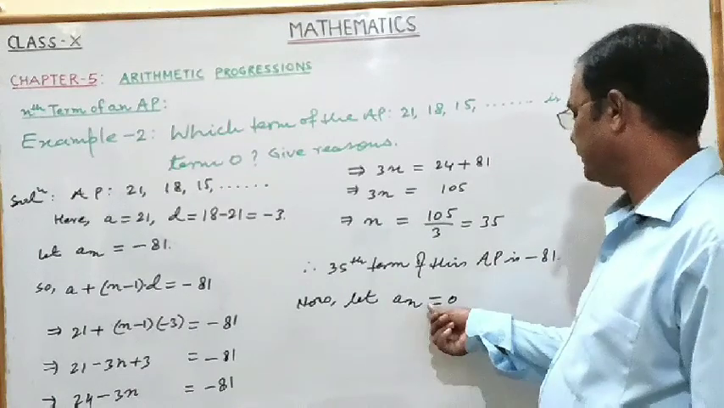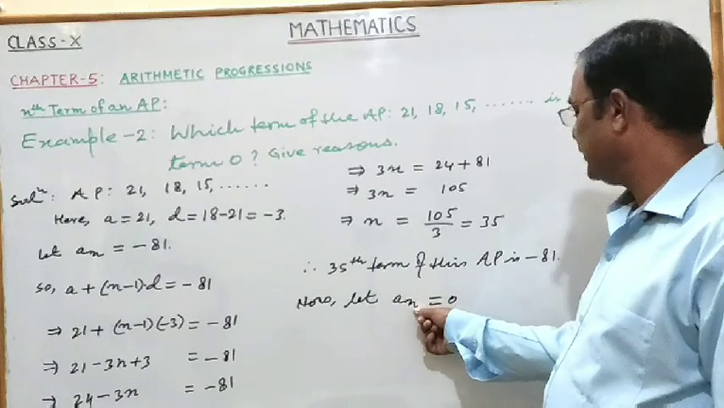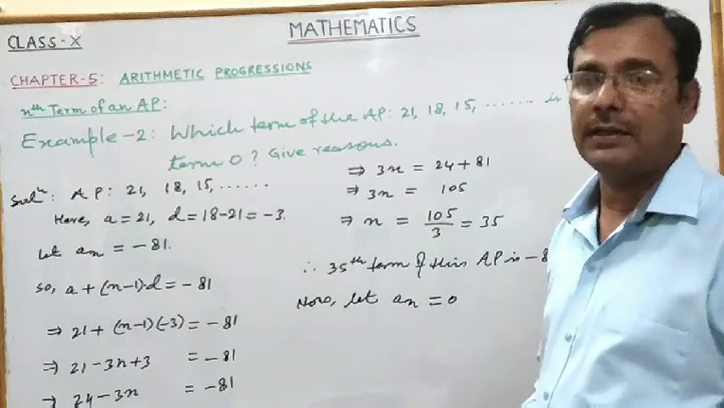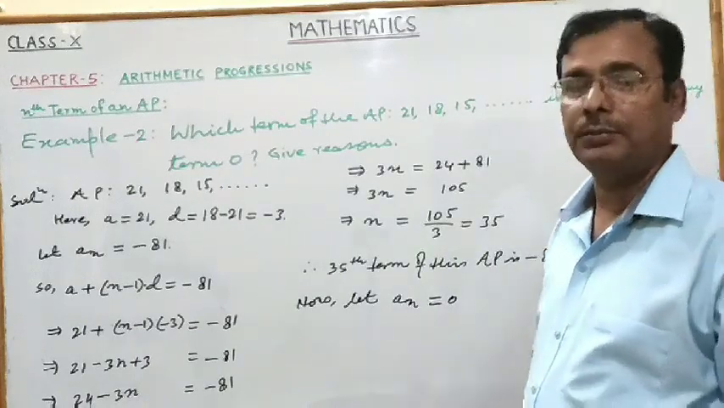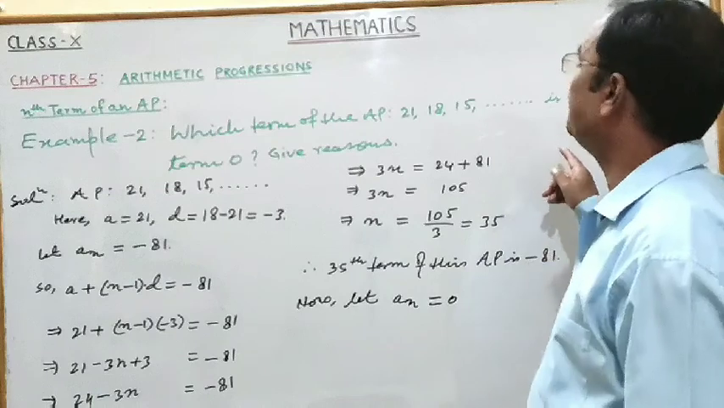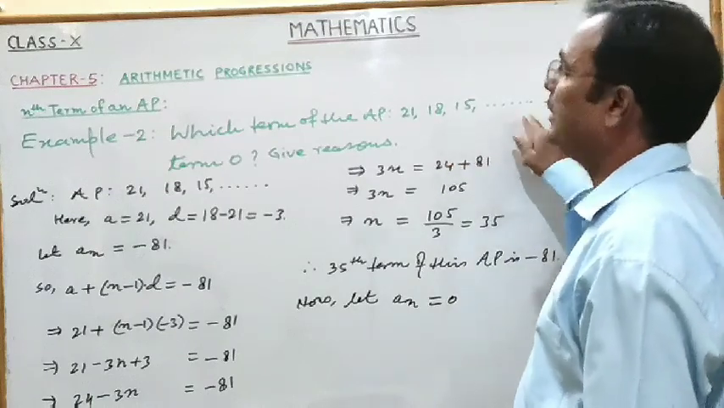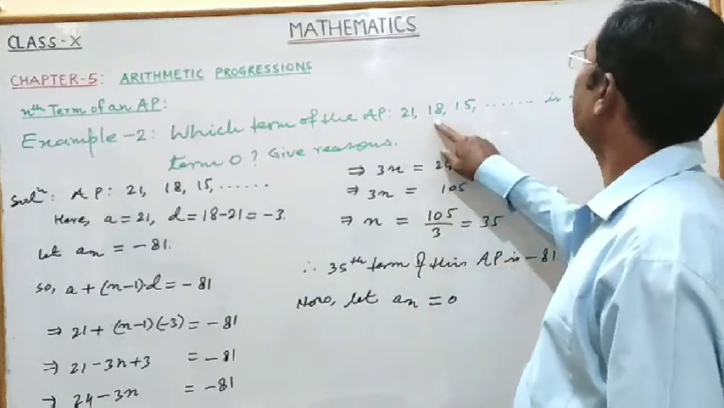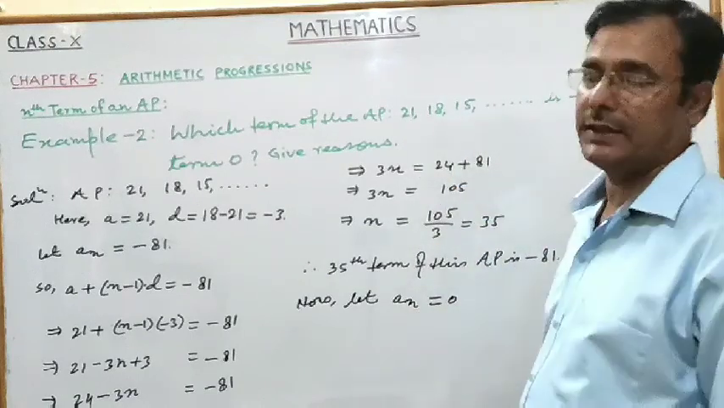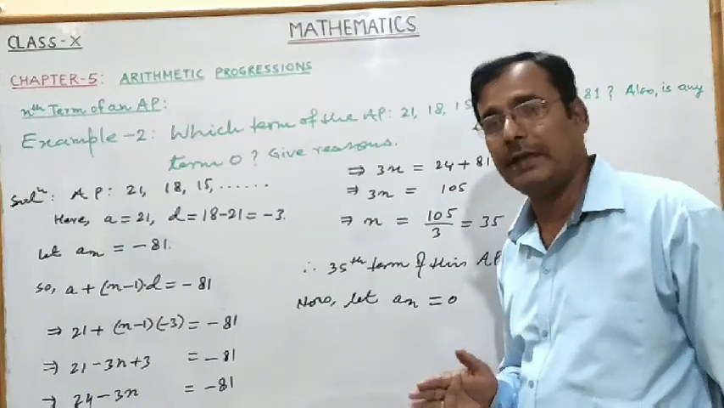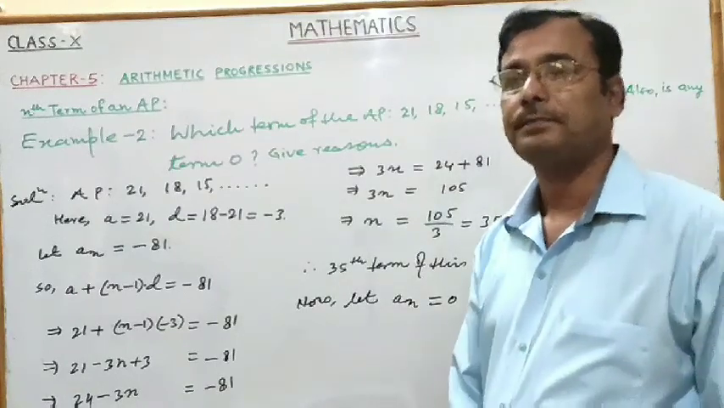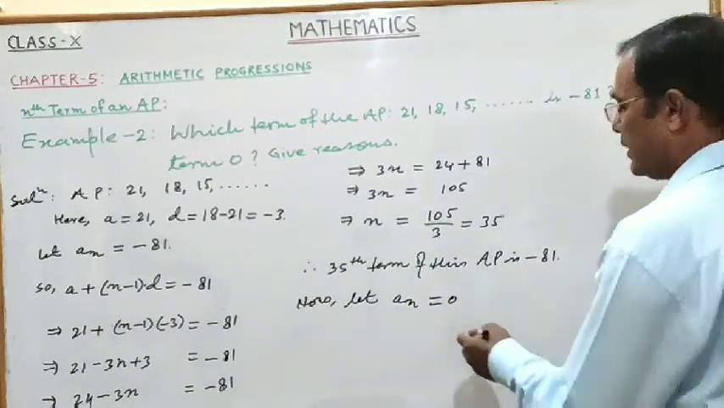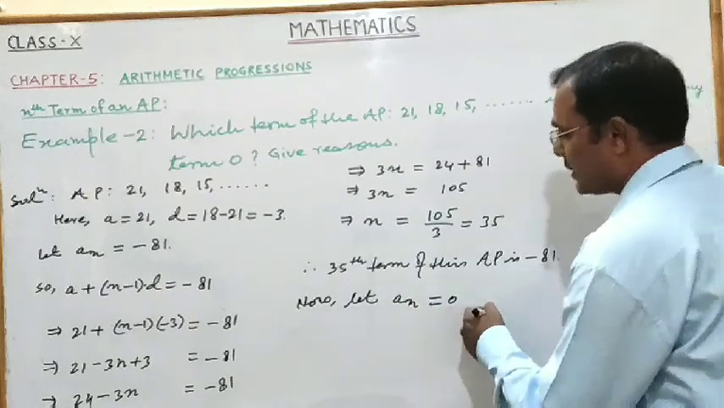If we find value of n in the form of any fraction or in the form of a rational number which is not a whole number, then 0 will not be a term in this arithmetic progression, because n denotes the position of terms in this arithmetic progression. Therefore, value of n has to be always a whole number. So let us solve this equation.